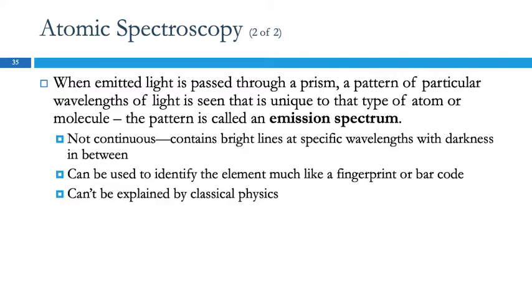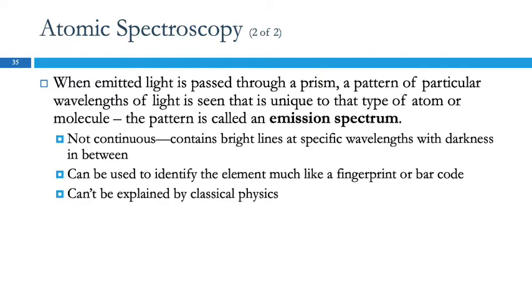So if we take that light that's emitted by an element or a molecule and pass it through a prism, we don't get a rainbow of light. We see a series of lines, basically bright lines. It's not continuous. It's almost like a fingerprint or a barcode. It is specific to that element. Doesn't matter where you got the element from, mercury will always give you the same barcode, right?